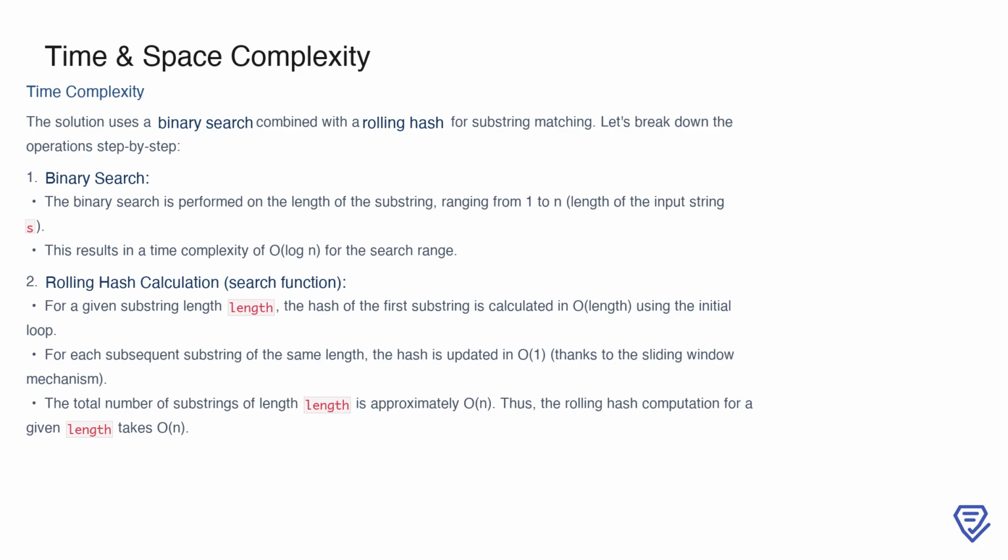Next, we have the rolling hash computation within the search function. For a given substring length, the hash of the first substring takes O(length) to compute. Subsequent hashes are updated in constant time using a sliding window approach. Since the total number of substrings of a specific length is approximately n, the overall cost for rolling hash computation at each binary search step is O(n). Together, these operations lay the foundation for understanding the time complexity of the algorithm.